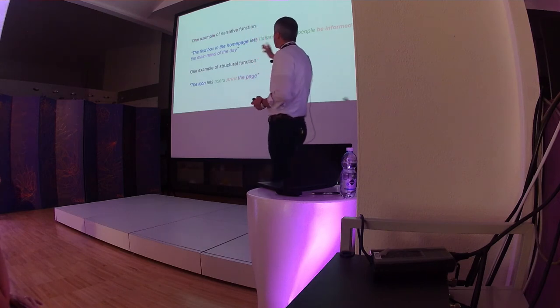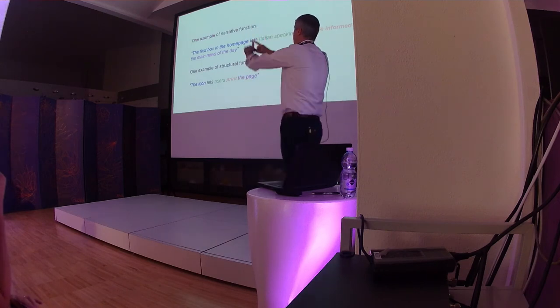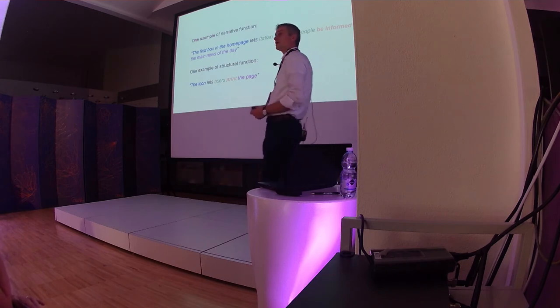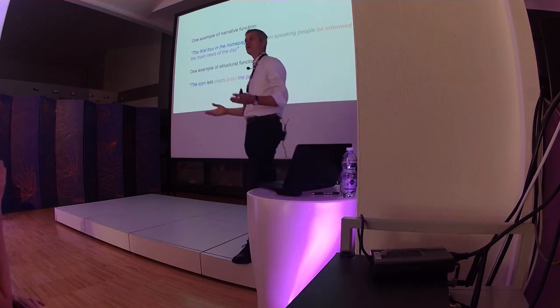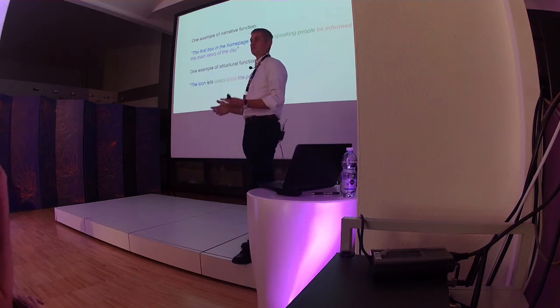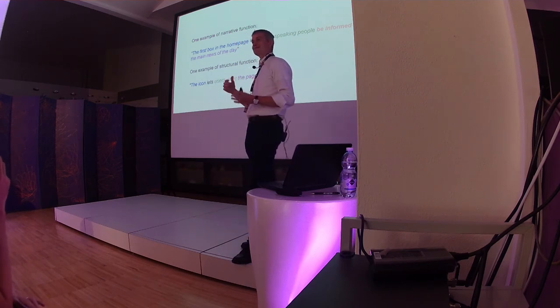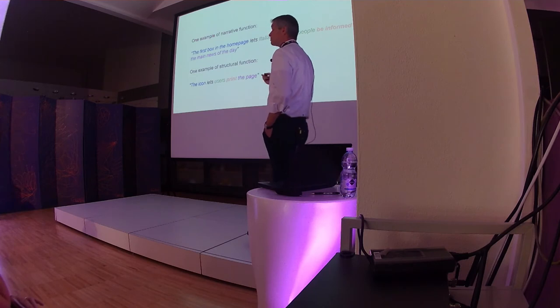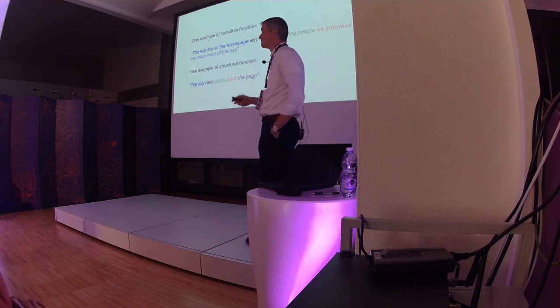Let's see one example of narrative function. The first box in the homepage is this. Crawl, for example, lets Italian-speaking people be informed on the main news of the day. Someone can ask, and what about the English-speaking people? Our product is not for them at the moment. So that's excluded. That's what is not this product, and it is important to define it at the very beginning.